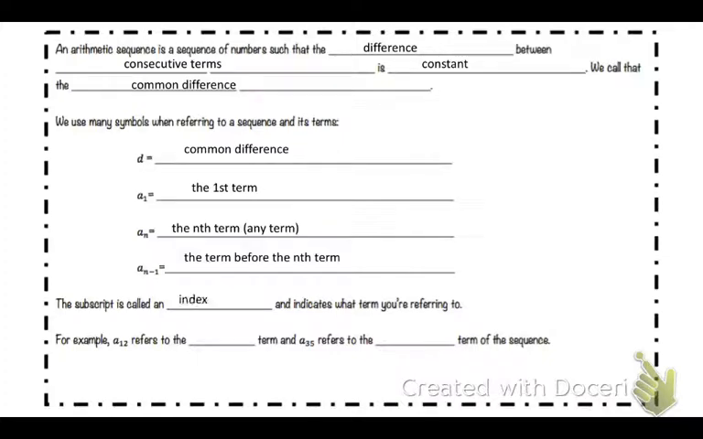Now, the subscript is called an index and indicates what term you're referring to. So, A sub 12 refers to the 12th term. A35 refers to the 35th term. Okay? So here, we need to identify our D. So we need to identify the common difference and the first term. Then we have to find the term indicated.